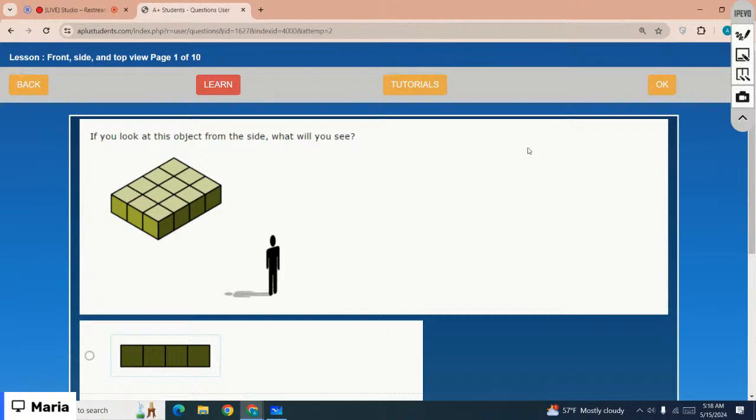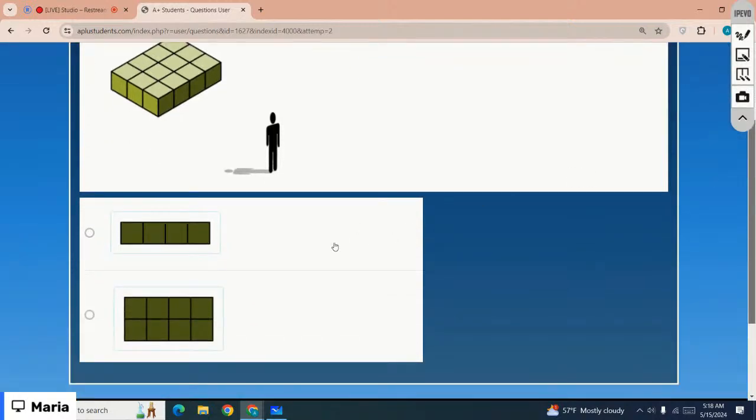If you look at this object from this side, what will you see? You are looking from this side, so obviously you can see this side. The correct option is option number one. You can see this side, right, with four squares. So option one is the correct option.